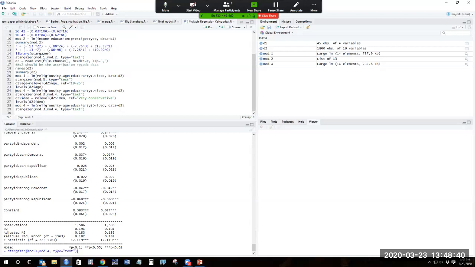I'll call it mod.4 again. This one has to be party ID though, right? And this one has to be party ID.